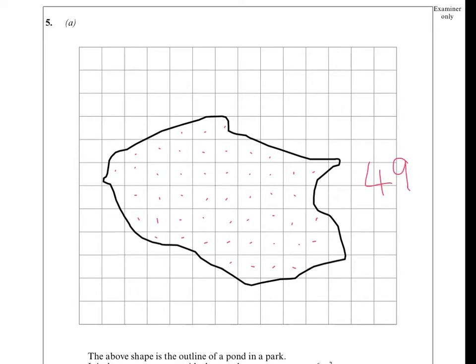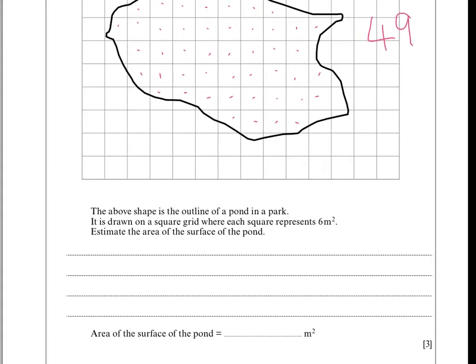Now with these questions, because you can count some squares and not others, there's always a little bit of leeway with what you're allowed for your final answer. So the mark scheme for this question says you could have counted the squares anything between 46 and 52, and that would be okay. It's important to read the question here because it says it's drawn on a square grid where each square represents 6 meters squared.